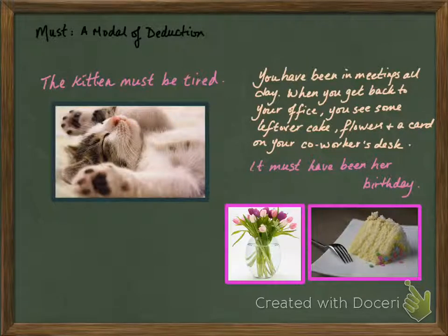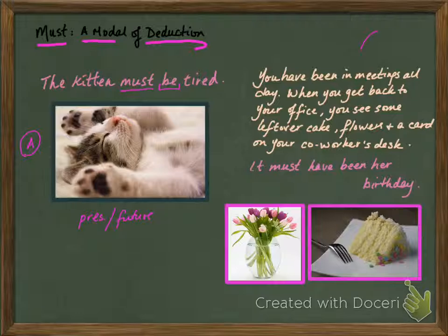So now let's look at must as a modal of deduction. Same thing with the other modals that we looked at with could and can and may and should. Must is a modal that we can use in the past, and it's also a modal that we can use in the present future. So if we take a look at this first example here, the kitten must be tired. We've got must plus the base form of the verb. So this is must in the present or future.